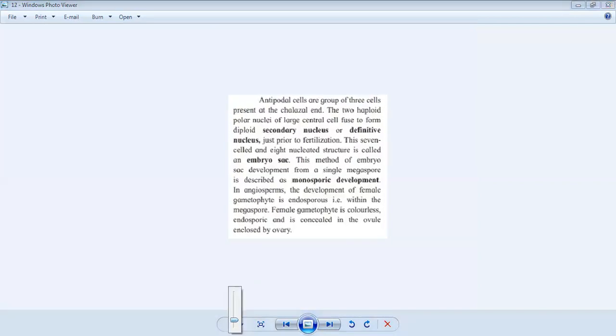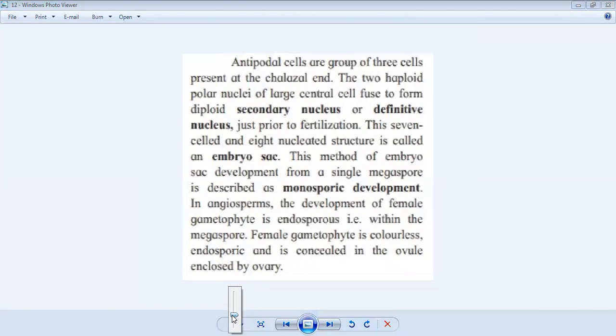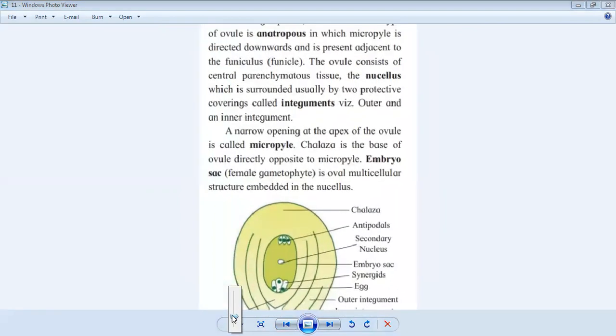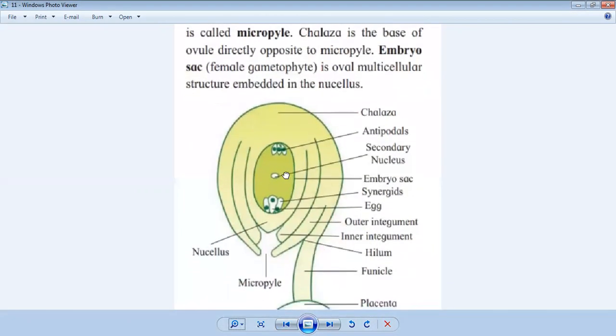Now, what are the parts or contents present inside this anatropous ovule? Let us learn a little about the parts inside the anatropous ovule here, and after that we will stop. The anatropous ovule consists of the antipodal cells, which are a group of 3 cells present at the chalazal end. There are 3 antipodal cells there.